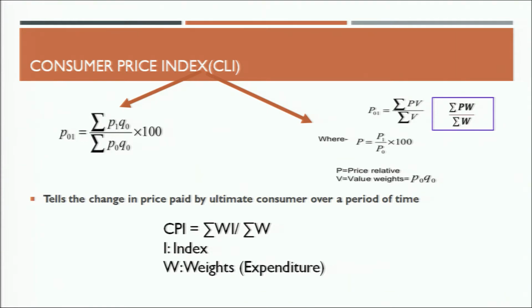Now sometimes in questions when you are not given the price, you may be given the index values itself along with the weights. The formula stays the same, but instead of using sigma of PW over sigma of W, we use sigma of IW over sigma of W. So P gets replaced with an I.